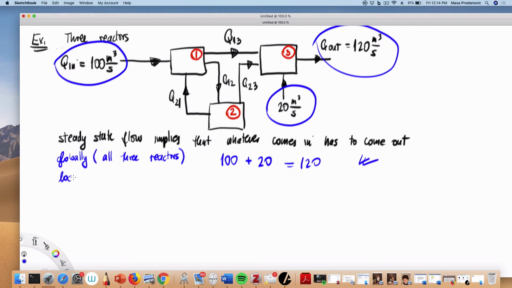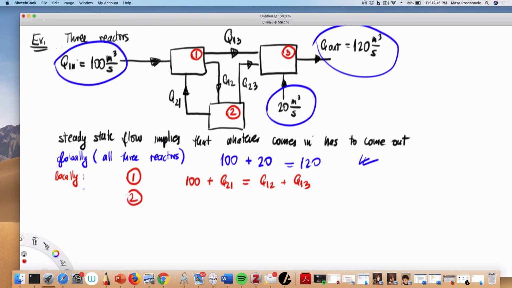Now locally, I have to establish this for every reactor because every reactor has clear boundaries and these ins and outs. These are pipes that go in and out. So let's look at reactor number 1, and I'm actually going to do that in red. Locally, for reactor number 1, what is coming in? Q1 plus Q21 is equal to, what's coming out? Q12 plus Q13. Okay.